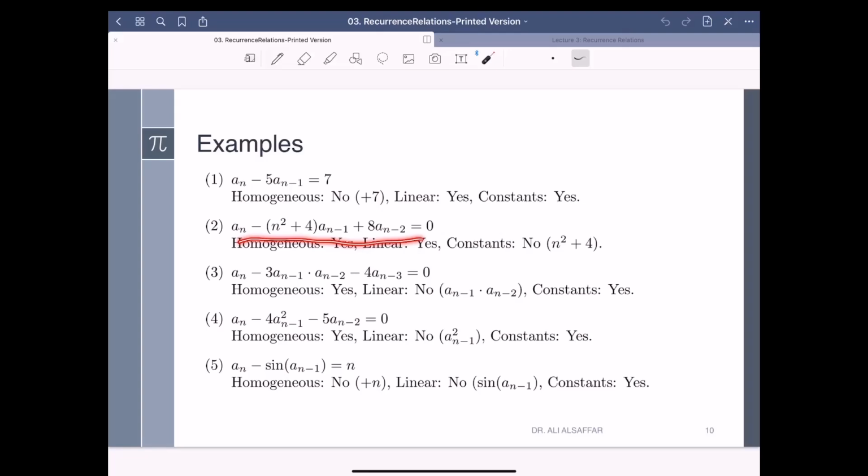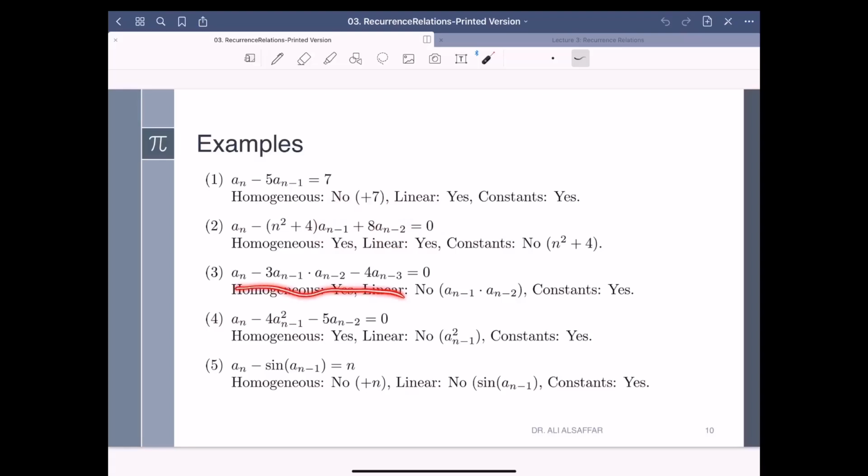For the second one, this term has an, this term has an minus 1, and this term has an minus 2, so it is homogeneous. But this term is multiplied by 1, which is constant, while this term is not multiplied by a constant, it is multiplied by an expression. So therefore, not all coefficients are constant. However, it is linear. Why linear? Because an appears by itself, it is not involved in any other expression. An minus 1, an minus 2, so it is linear.